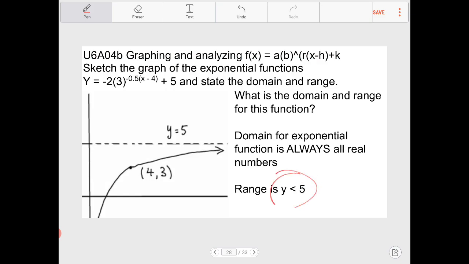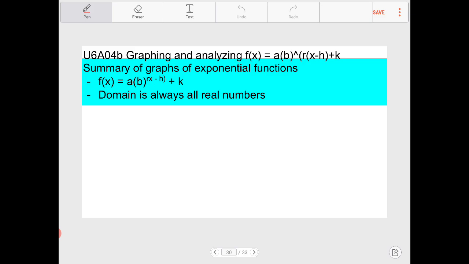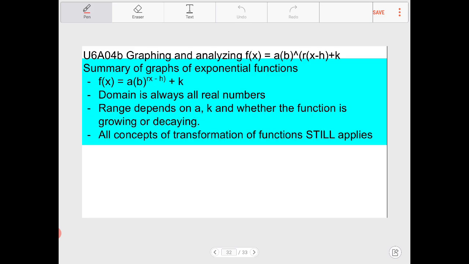Here, in this case, y is less than 5. Well, that's because it's dependent on this guy right there, right? If this had been positive, then the graph would have looked very different. The graph would have looked something like, well, it would have been coming from above. It would have been coming like that, in which case then y would be greater than 5, right? So again, it's dependent on the values of a and k.